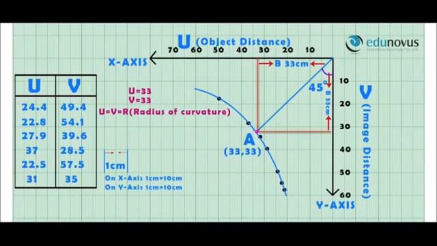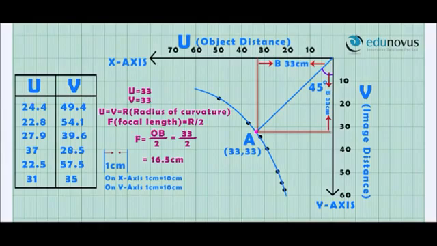In case of a concave mirror, the object distance u and the image distance v are the same only when the object is placed at the center of curvature. Therefore, f, the focal length, is equal to R by 2. Therefore, f is equal to OB by 2, that is 33 by 2, which is 16.5 centimeters.